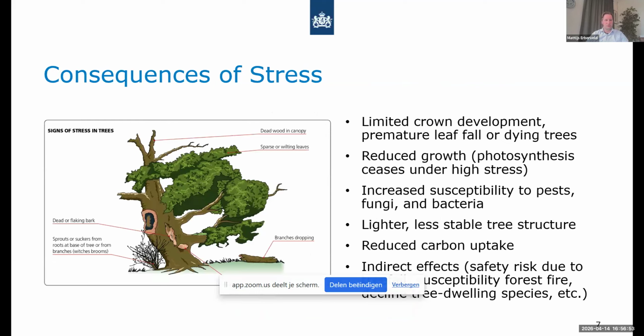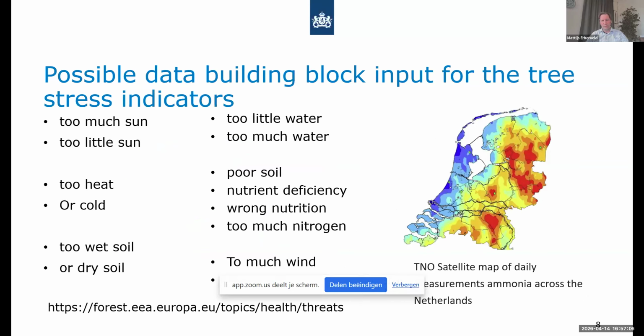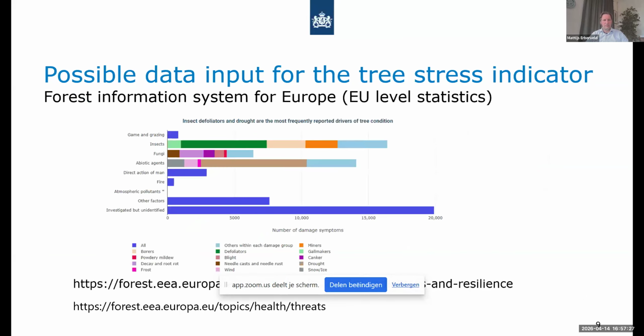So that is all consequences of stress, which are nice to know if you want to know how your trees and your environment are doing. So all this you can think of as data building blocks which are available. Sun, is it heat, is it cold? And all that together you can make a stress factor. There is a lot of data, also from the European level, but this is mostly yearly or monthly base. So you have to think of a smart combination of all kinds of data to make a daily base.